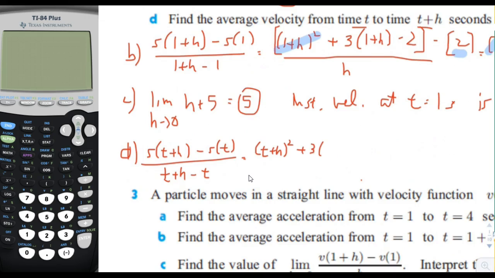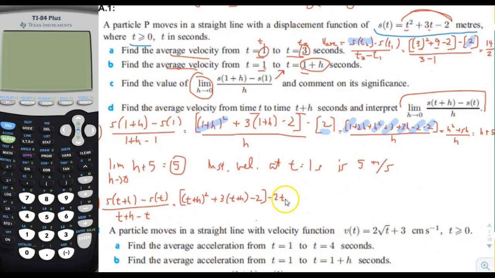And then plus 3 times t plus h. And then instead of minus 2, it would just be minus 2. And now I'm going to subtract out something that is basically this expression here, except I'm just going to substitute in t, and when I substitute t in for t, it looks exactly the same, right? So I'm going to have minus a t squared plus a 3t minus 2.